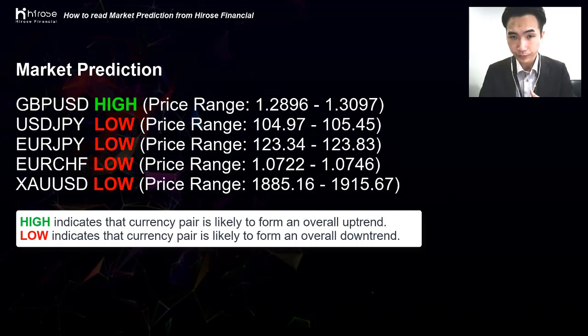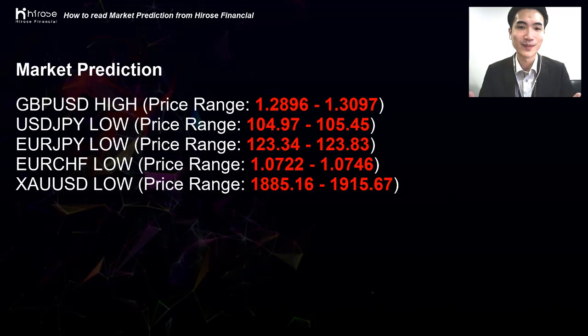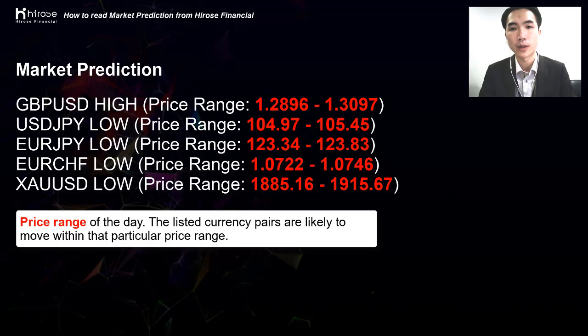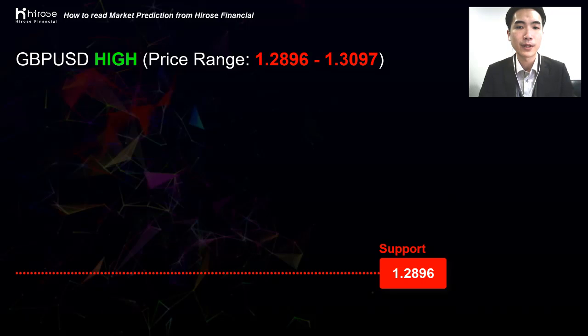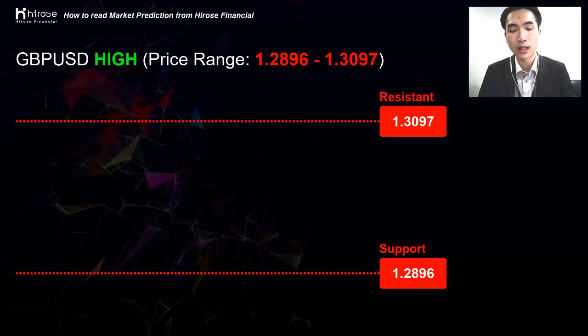Next, that's the most important part here. You see a lot of numbers here. Those numbers are the price range that we are expecting the price to move within. For example, let's take a look at the British pound and US dollar. We see that there are two series of numbers. The one in front is the number for the support level, and the one below at the back is the resistance level.